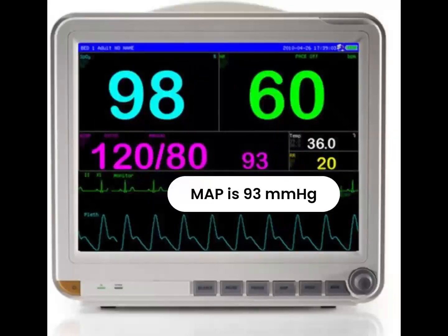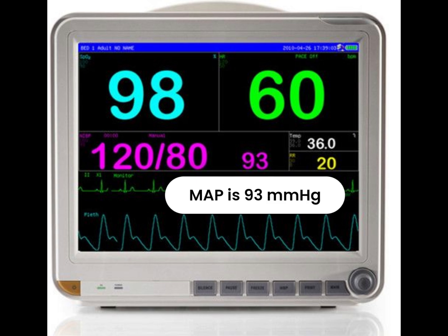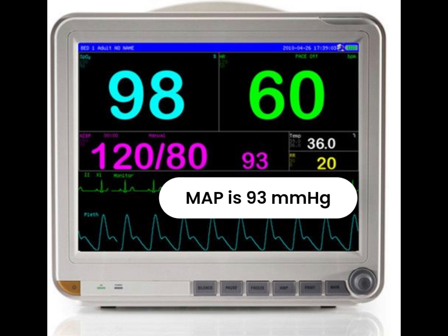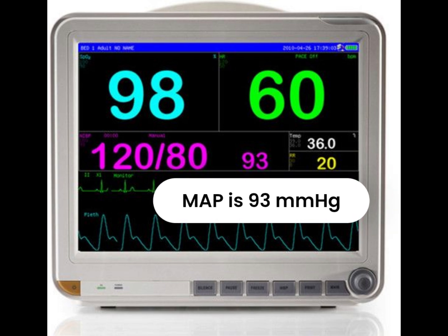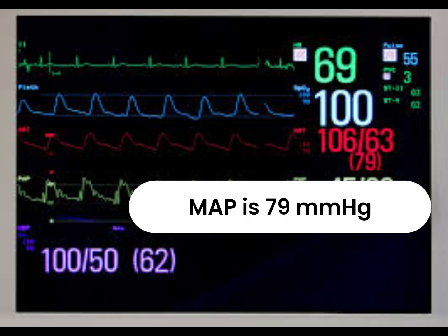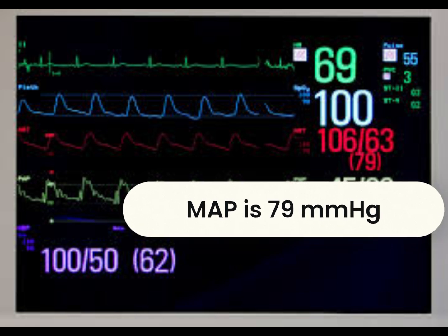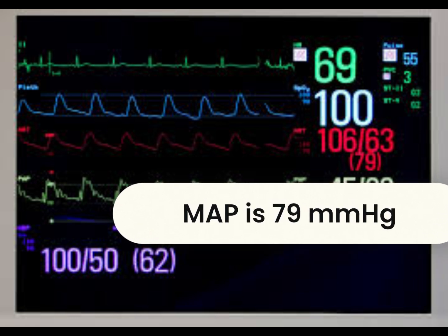monitor? This monitor shows systolic BP is 120 millimeters of mercury and diastolic BP is 80 millimeters of mercury. MAP is 93 millimeters of mercury. This monitor shows systolic BP is 106 millimeters of mercury and diastolic BP is 63 millimeters of mercury. MAP is 79 millimeters of mercury.